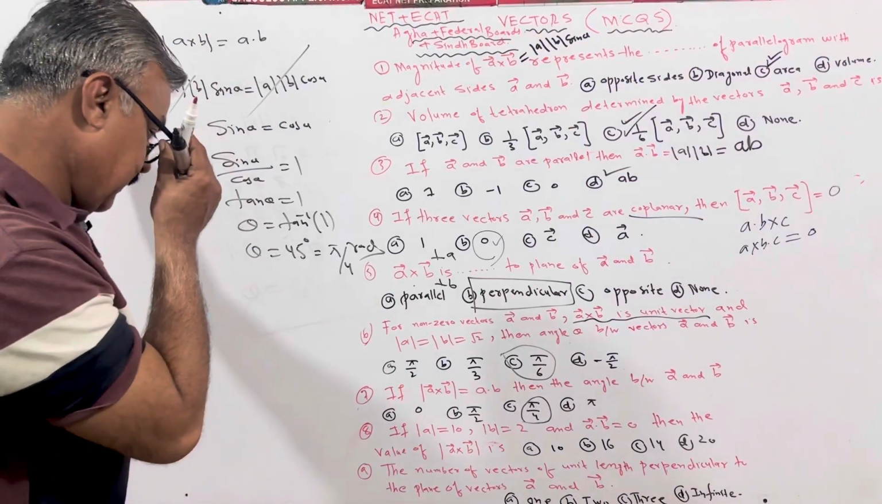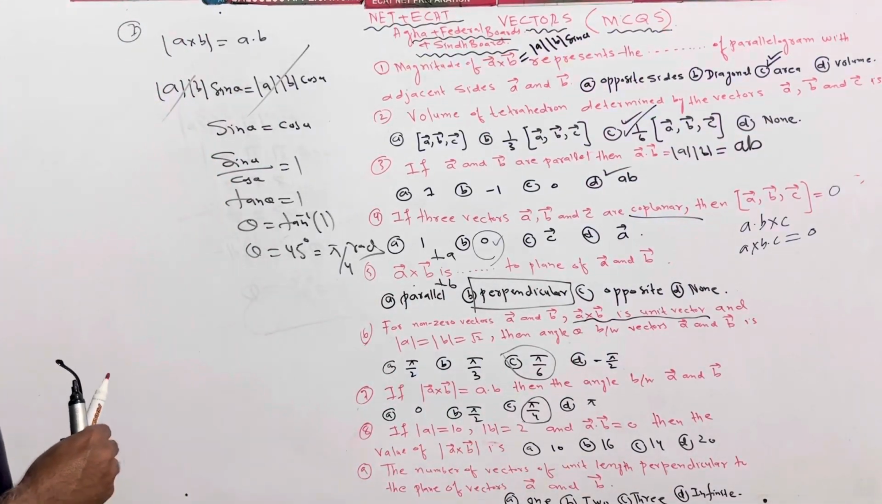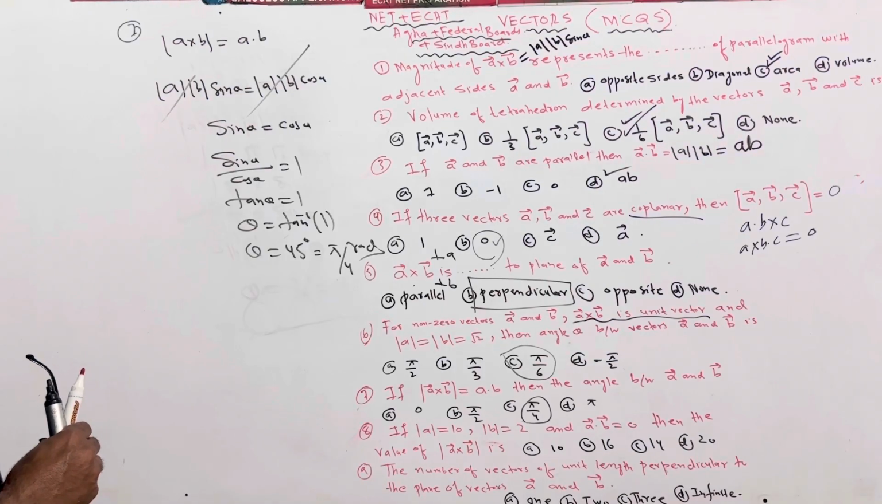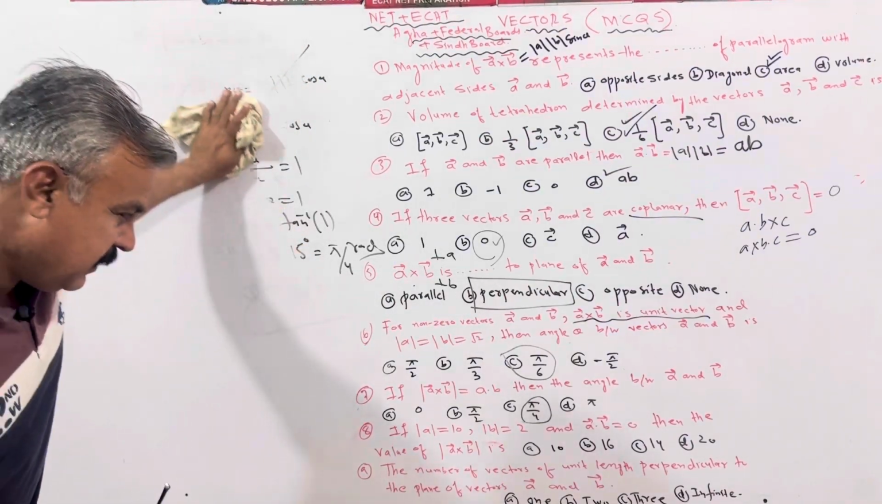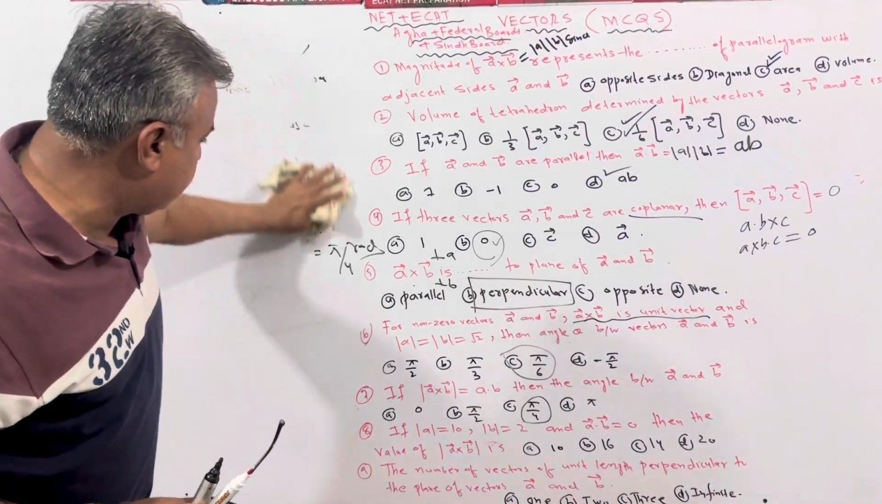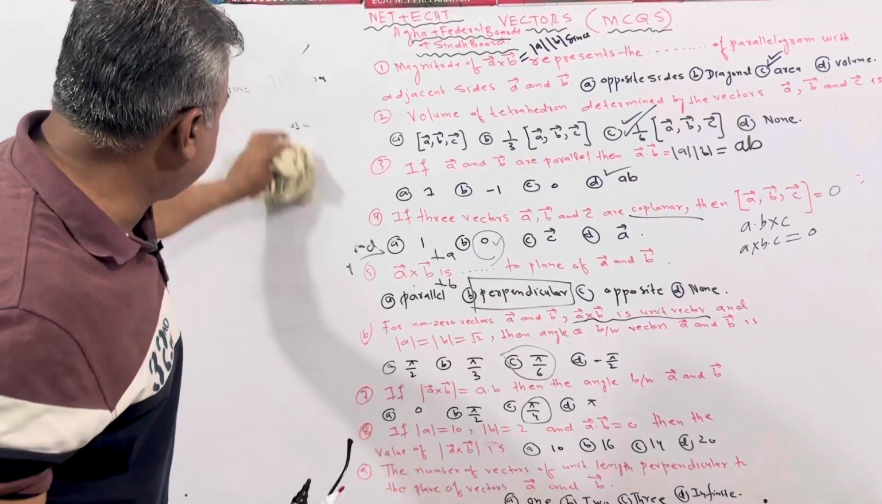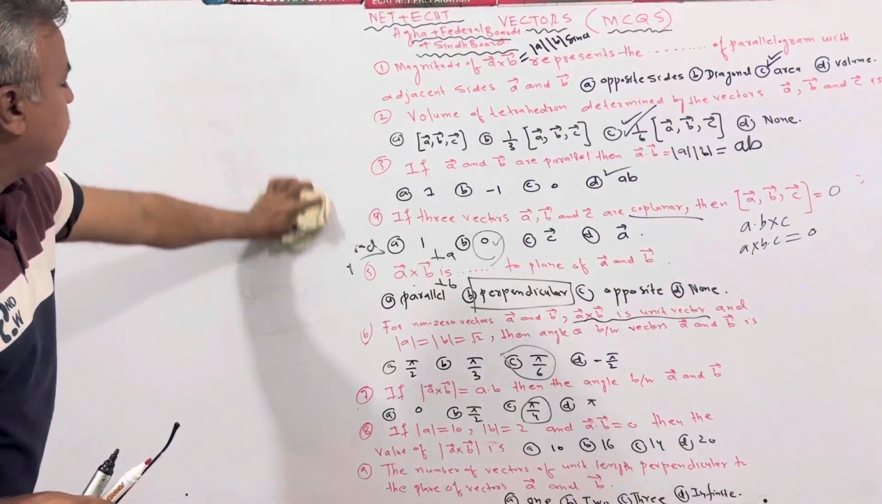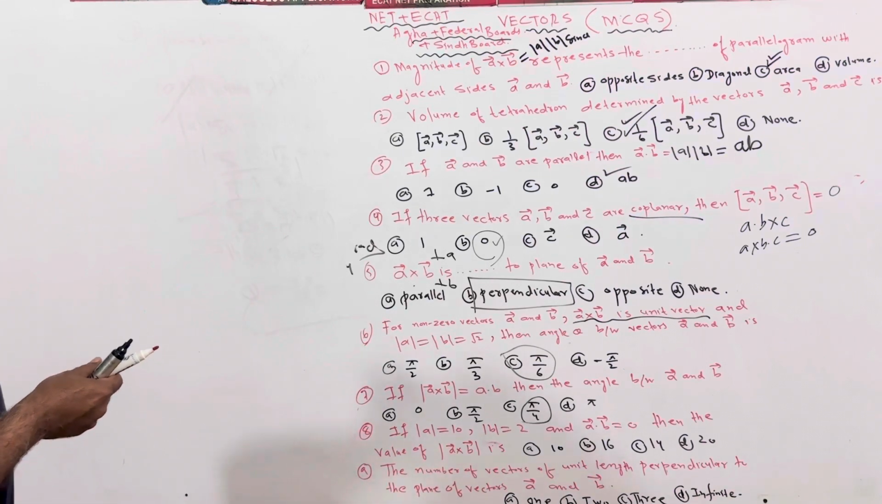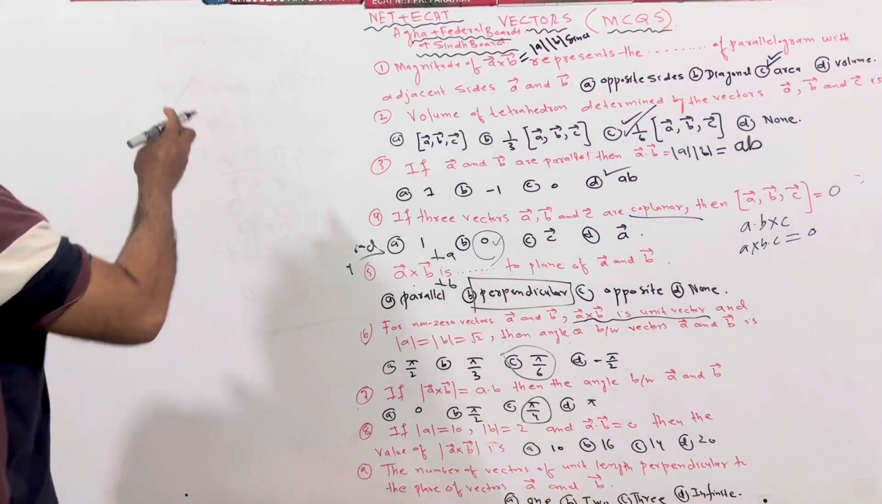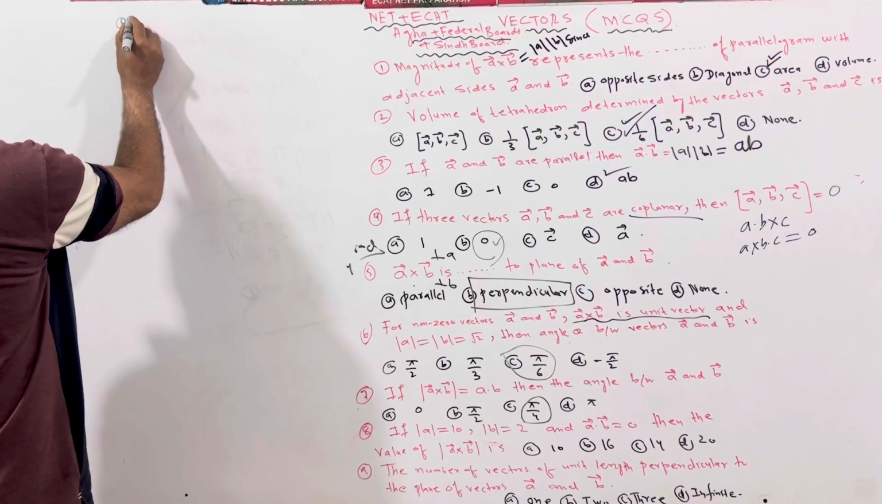The last two MCQs. MCQ number 8 says that mod A is 10, the magnitude of B is 2, and the dot product of the vectors is 0. Find the magnitude of A cross B. What is given to us? Let's write MCQ number 8.